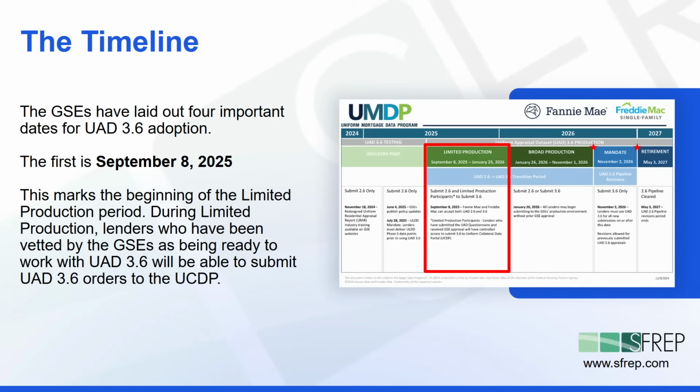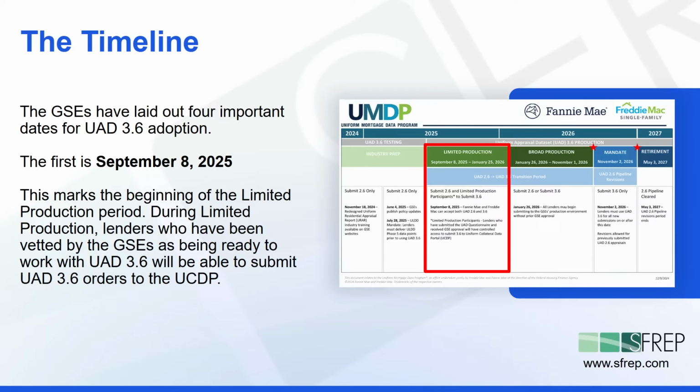So the timeline, let's go over the timeline real quick. As you know, we're currently in what's called limited production. That's going to last from September 8th, and that's going to go all the way to January 25th of 2026. During this time, most of you will probably not see a UAD 3.6 report. As we get into January and February, that's when you're going to start to see these trickling down.